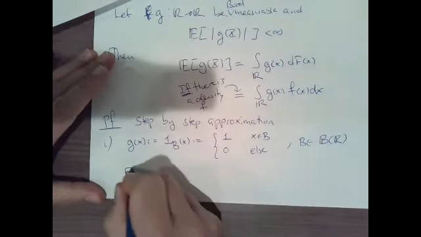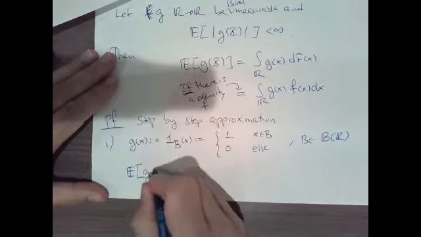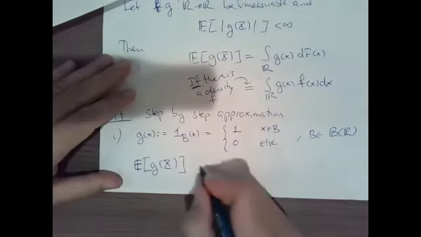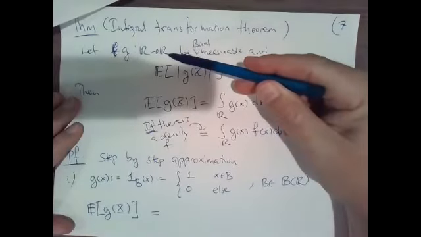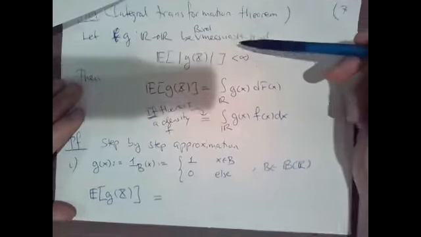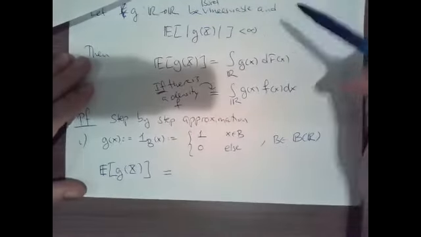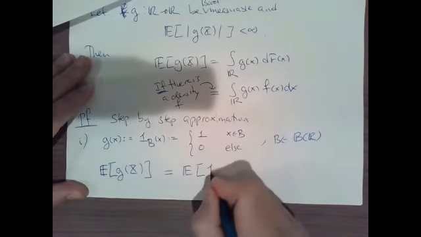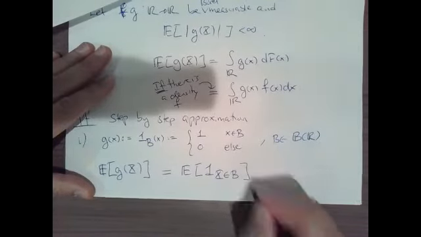Okay, so let's do that. Let's work out what the left-hand side is. I want to prove that for this particular kind of Borel measurable function, I have the conclusion. So I'll do this first, and I'll plug in the definition of g. So this is going to be the indicator for the random variable X being inside B.